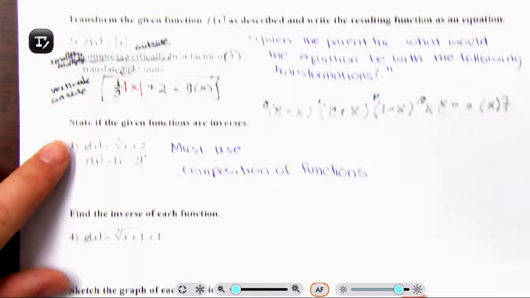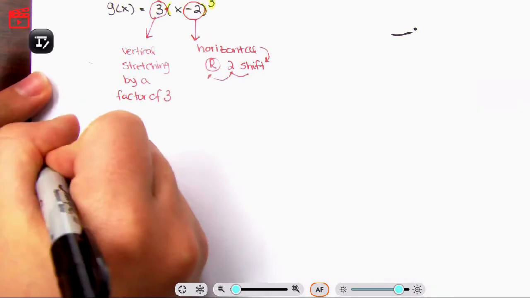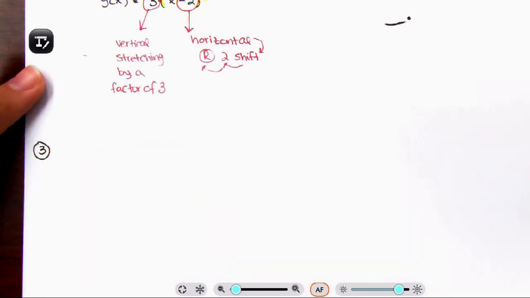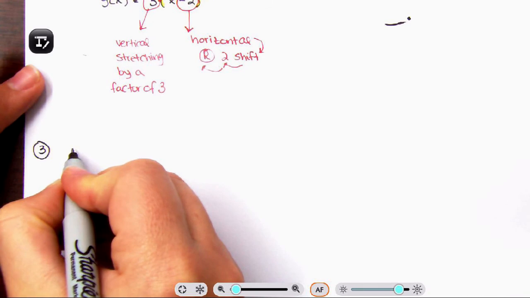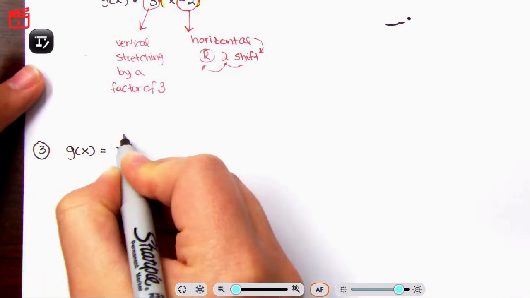All right, number 3, state if the given functions are inverses. I'm going to use the other sheet of paper for this. So state if the given functions are inverses, we have to use composition of functions. So here is g of x.